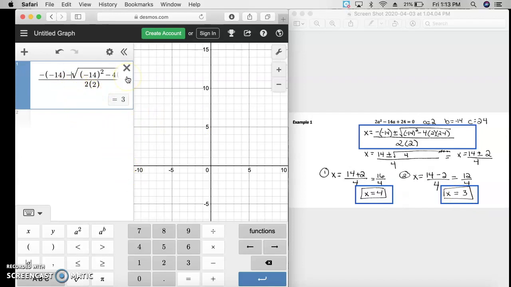Just go to Desmos.com, start plugging in all your information to give you both answers, but you need to make sure you do the plus to get your first answer and switch it to get the minus to get your other answer. Okay, if you have any questions, just come see me.